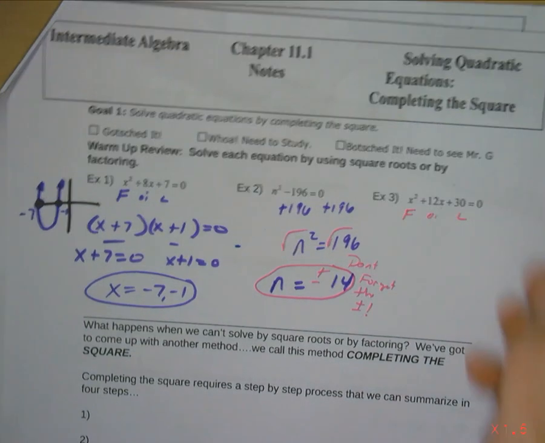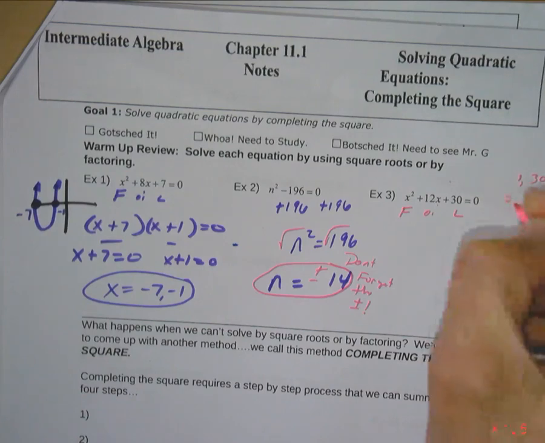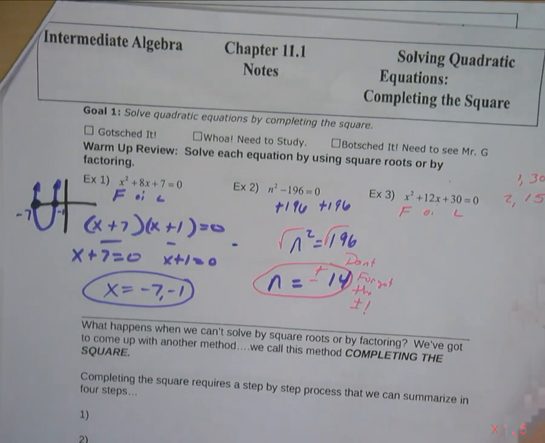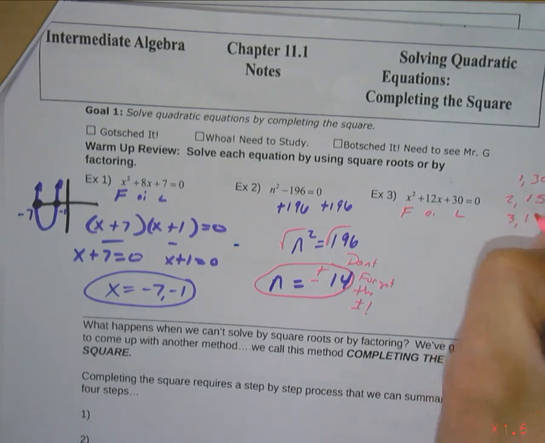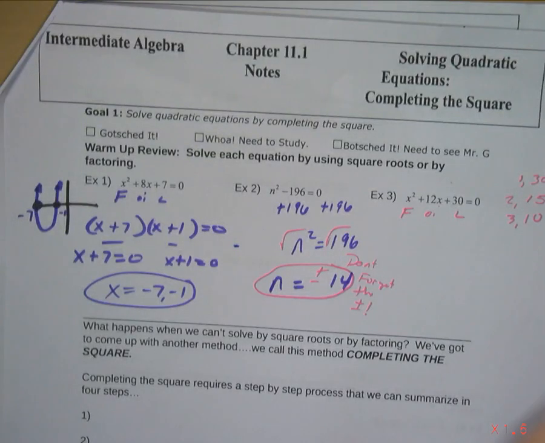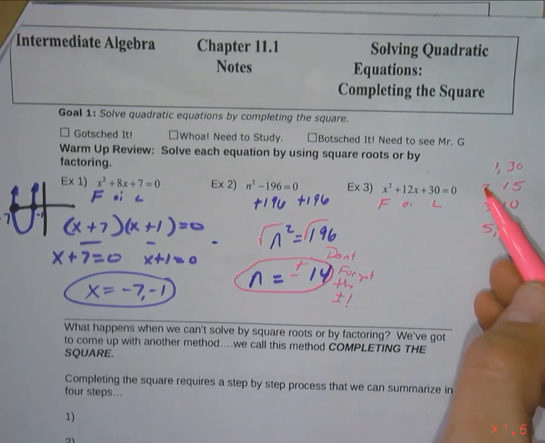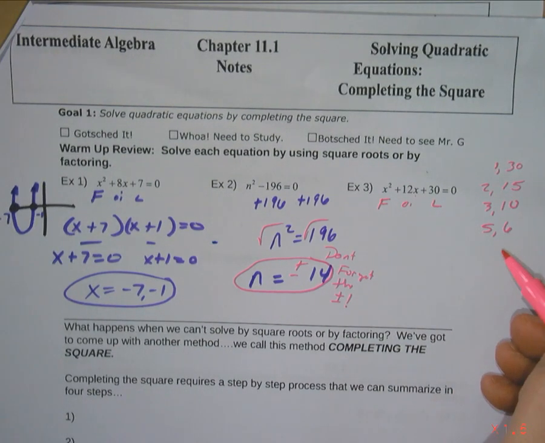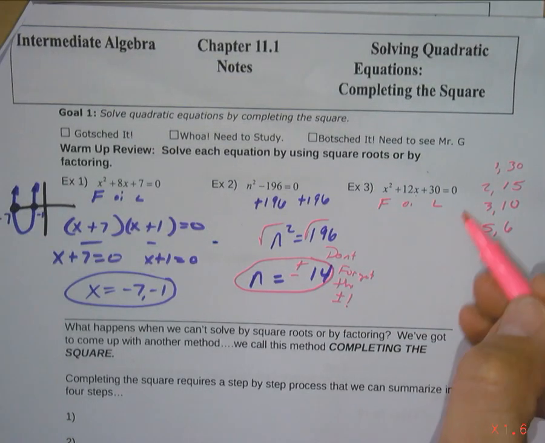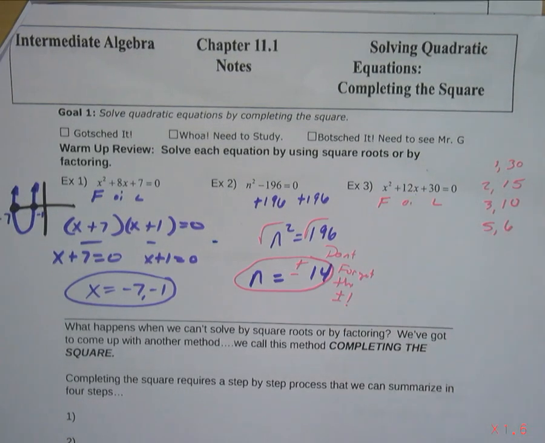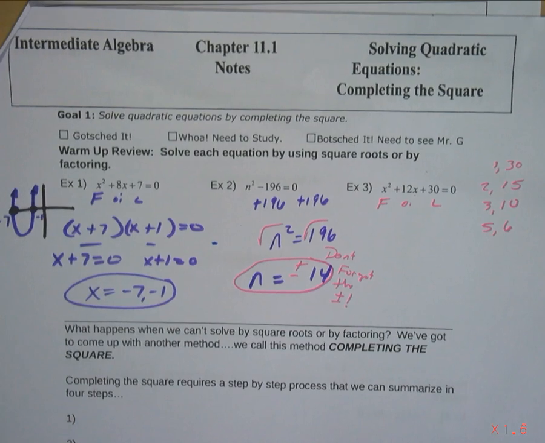All right, so factors of 30, 1 and 30, 2 and 15, 3 and 10, 5 and 6. Do any of these add up to 12? Any of those guys add up to 12? No. None of them add up to 12. So that means it can't be factored.